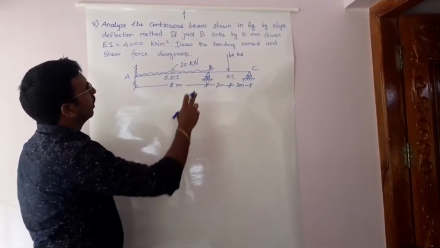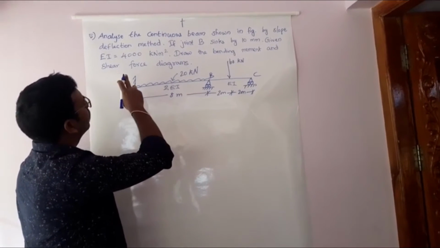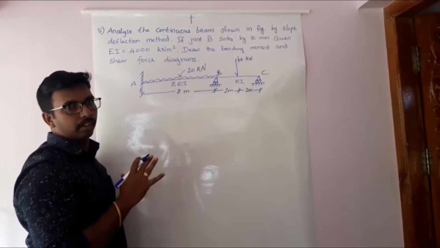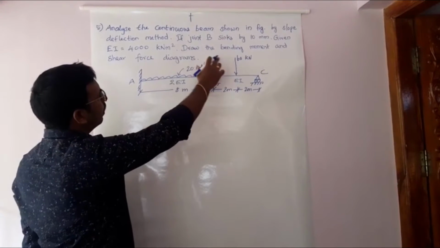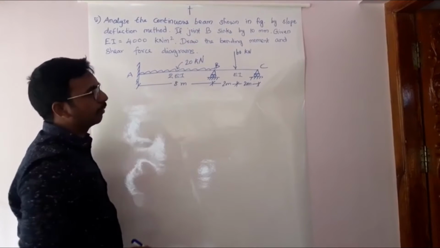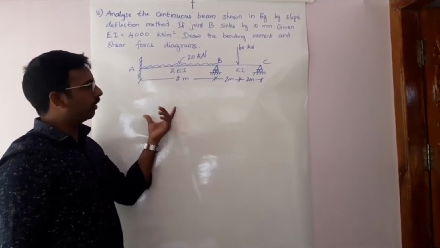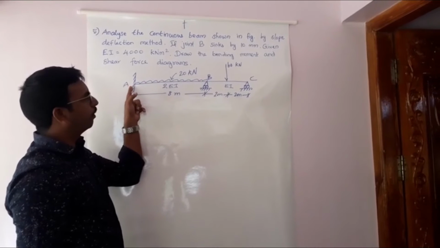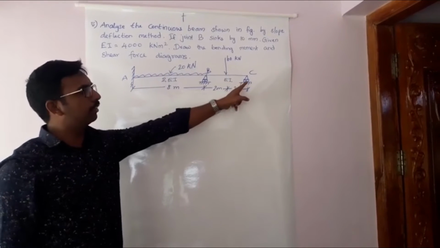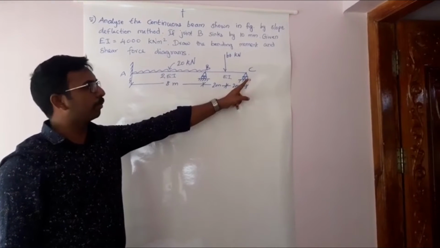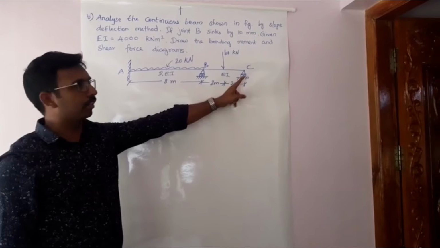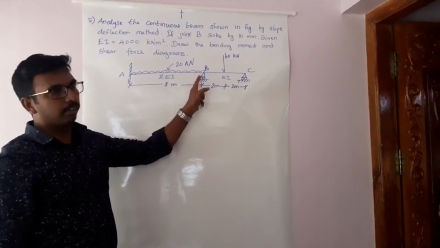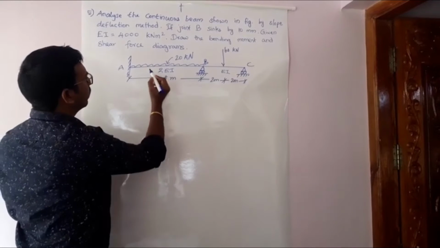Given EI is equal to 4000 kilonewton meter square. The EI value is given. Then draw the bending moment and shear force diagrams. Look at the diagram. One end is fixed, another end has a roller support, that is simply supported. Then joint B is sinking, like this.